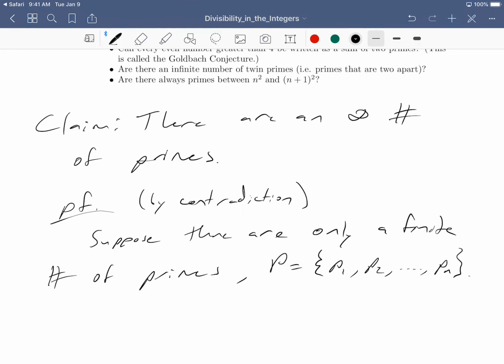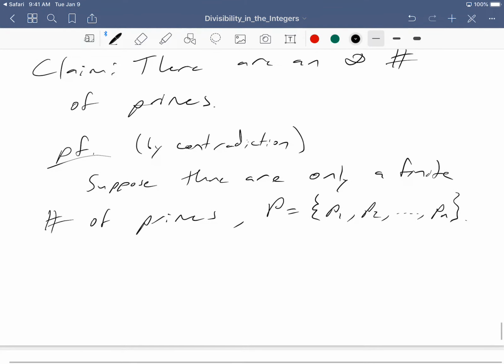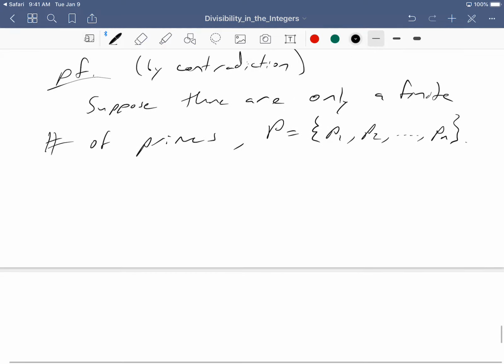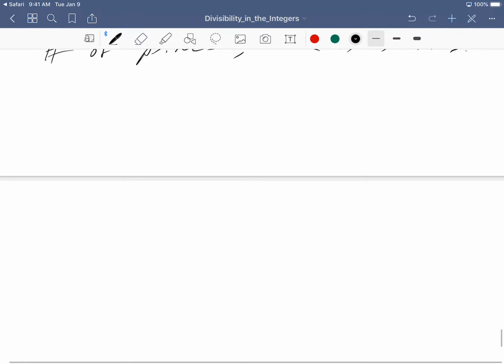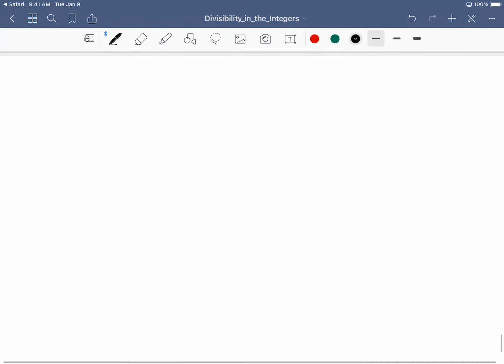And then what we're going to do is try to find something that doesn't make any sense. So in a proof by contradiction, you say, what if it's false? What if there are only a finite number of primes? And then we're going to try to come to a result that doesn't make sense. And so then we have to go back and say, then what I assumed must be wrong. So here's how we're going to do that.